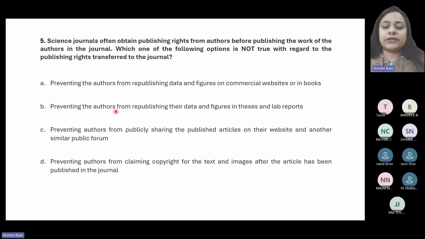Or preventing authors from republishing their data or figures in thesis and lab reports? Or preventing authors from publicly sharing the published articles on their website and other similar public forums, or preventing authors from claiming copyright for the text and images after the article has been published in the journal. Right, so go through the question, find out which of these options is not true.